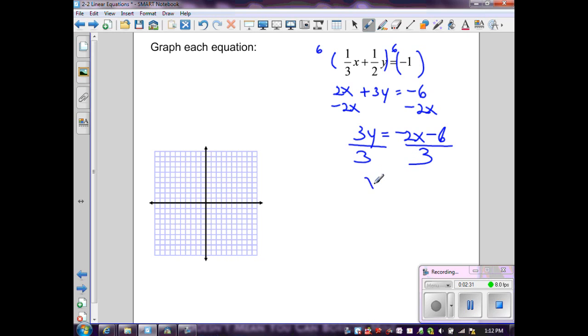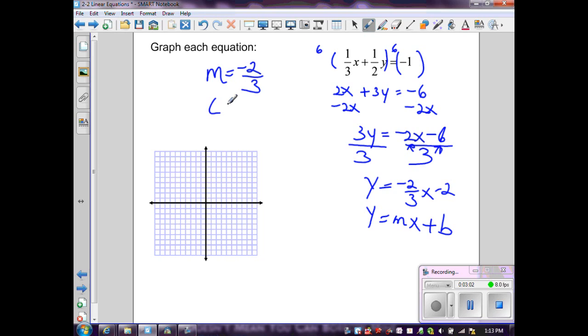That gives me y equals, 3 has to go into each term, whether it goes in evenly or not. That gives me -2 thirds x. -6 divided by +3 is -2. Recall, this is my slope-intercept form. And now I can identify my slope to be m equals -2 thirds. That's my rise over my run. And my y-intercept is in the form of (0, b), and here b is -2.